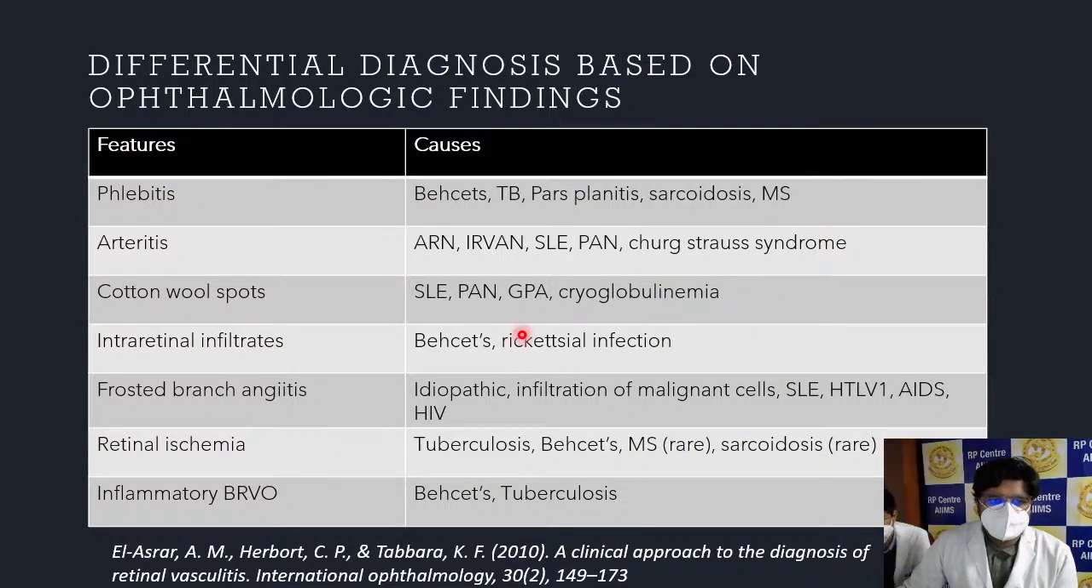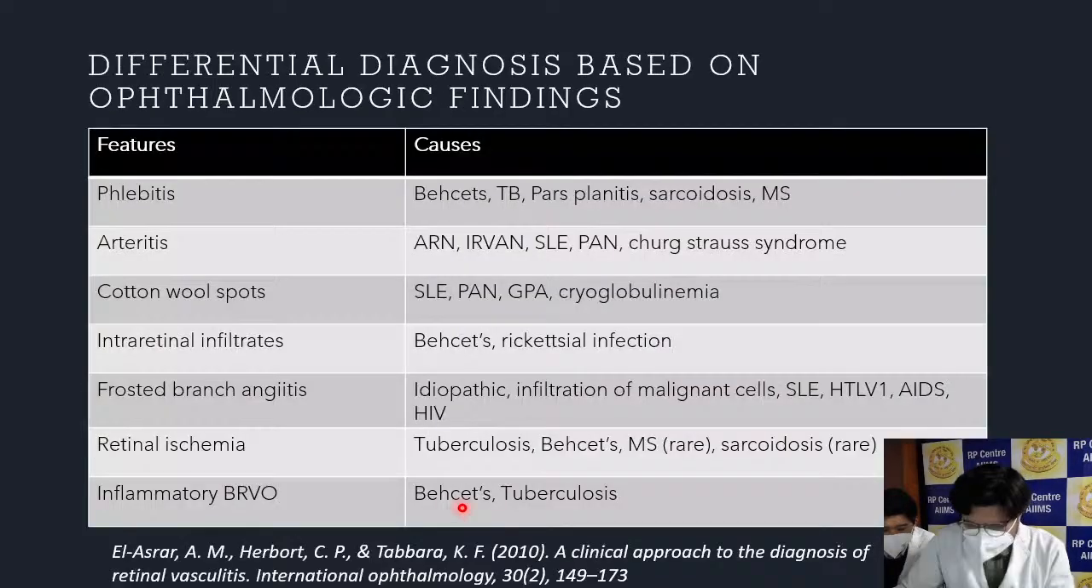Differential diagnosis based upon the ophthalmological findings: phlebitis, arteritis, cotton wool spots, intraretinal infiltrates, frosted branch angiitis, retinal ischemia, and inflammatory BRVO. Phlebitis is mainly seen in Behçet's, which has both involvements but mainly phlebitis, and in TB and pars planitis. Arteritis is seen in ARN, IRVAN, SLE, PAN. Cotton wool spots in SLE, PAN, and GPA. Intraretinal infiltrates are seen in Behçet's and rickettsial infection. Frosted branch angiitis is idiopathic or due to infiltration of malignant cells, SLE. And retinal ischemia and inflammatory BRVO in Behçet's and tuberculosis.